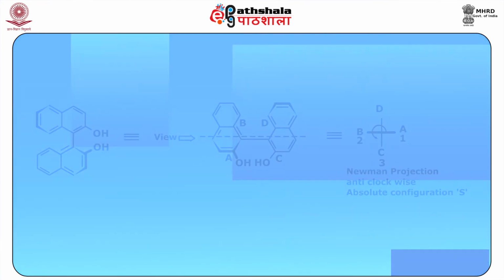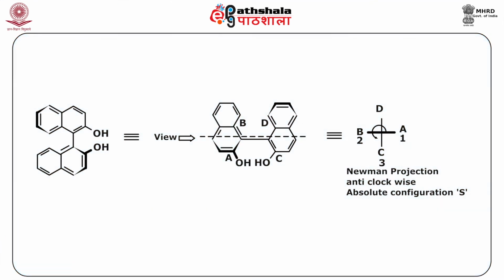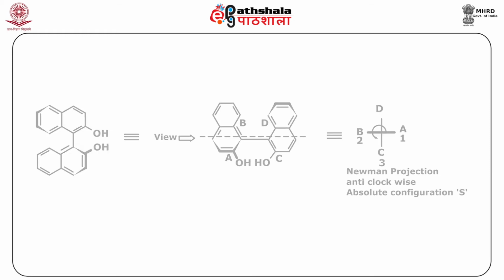Let us take another example, which is the R and S nomenclature of binol, which is another biphenyl ligand. Now if you view the molecule from the left hand side and then you put it into the Newman projection, it comes like this, where the bold line is the horizontal line and the groups 1 and 2 are on it. Now if you move from 1 to 3 we have an anti-clockwise movement.